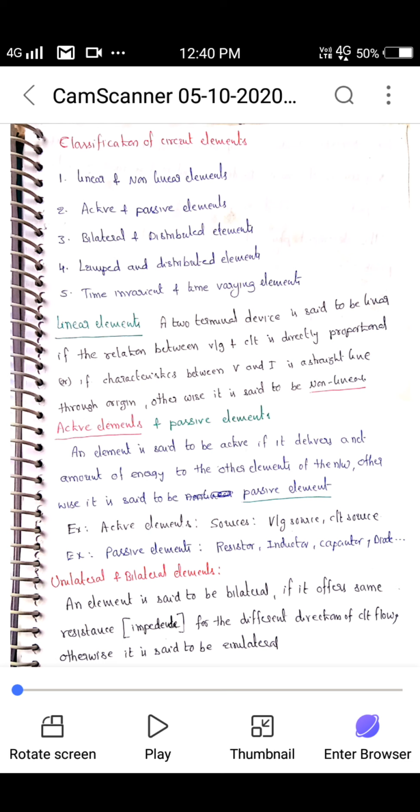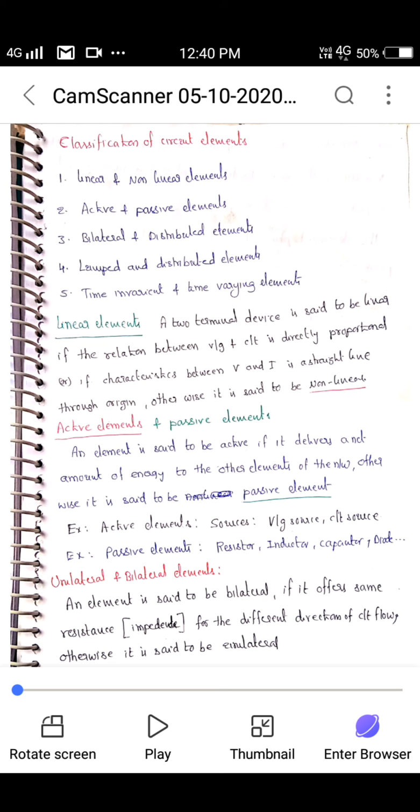First, we'll see linear and non-linear elements. In electrical engineering, a linearity principle applies to the definition of circuit elements. If in a circuit element the relation between voltage and current is directly proportional, the element which obeys this linearity principle is called a linear element. The element which doesn't obey this linearity principle, V proportional to I, is called a non-linear element. This V proportional to I is also called the superposition principle, meaning the element obeys Ohm's law.